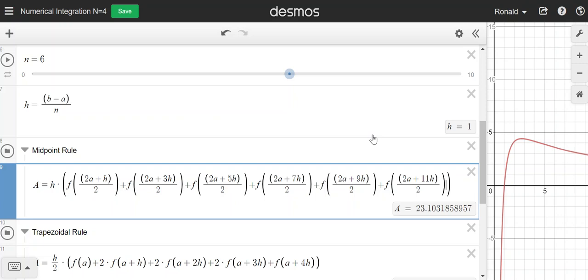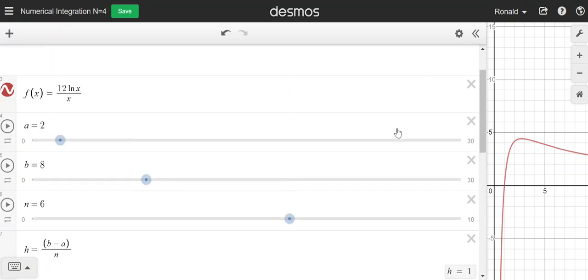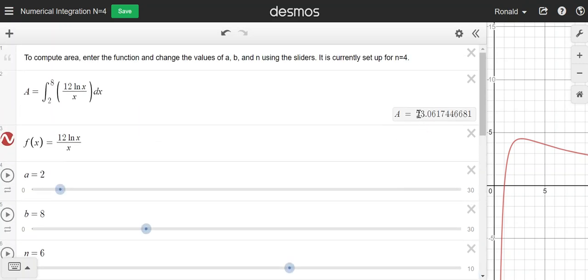So this is now set up for n equals 6. And the approximation is 23.103, as opposed to the exact value, which was 23.06.